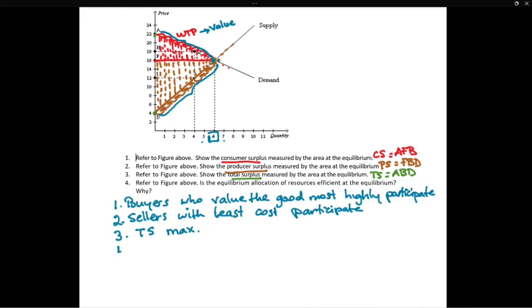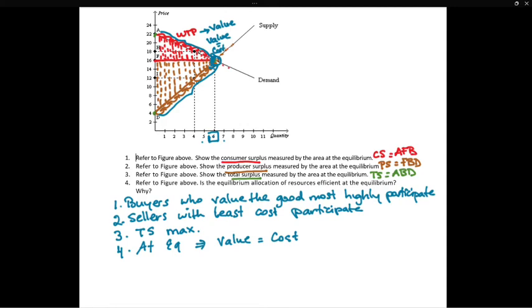And the last market efficiency rule is that at the market equilibrium, value to the buyer equals the cost to the seller. Let's take a look at the last buyer here. The last buyer values the good at $16. The last buyer is willing to pay $16. And when you look at the last seller, the last seller's cost is also $16. And at the equilibrium here, value equals cost.